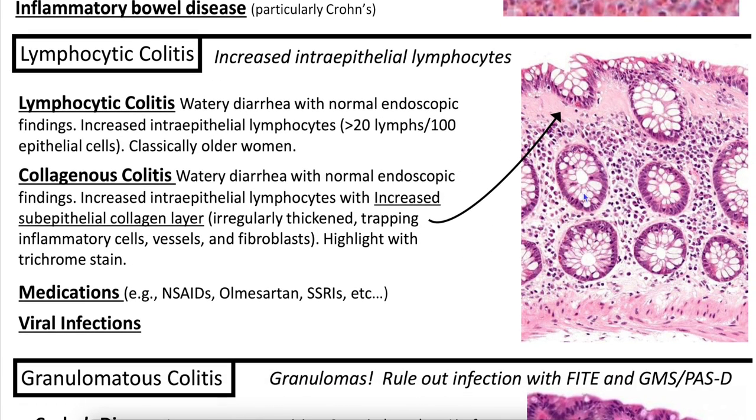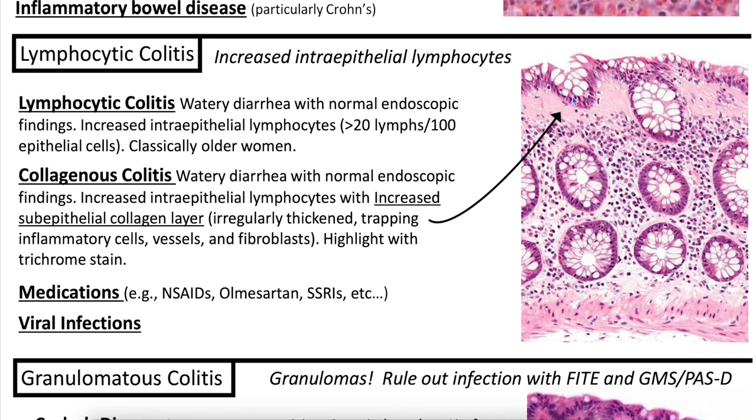Lymphocytic colitis, you'll have increased intraepithelial lymphocytes. You can see this pattern in lymphocytic colitis. Greater than 20 lymphocytes per 100 epithelial cells is increased, and classically in older women you'll have watery diarrhea, and endoscopic findings will be normal.